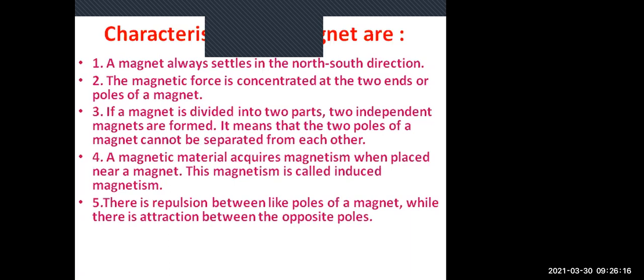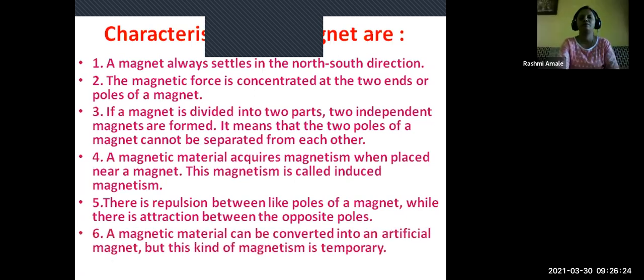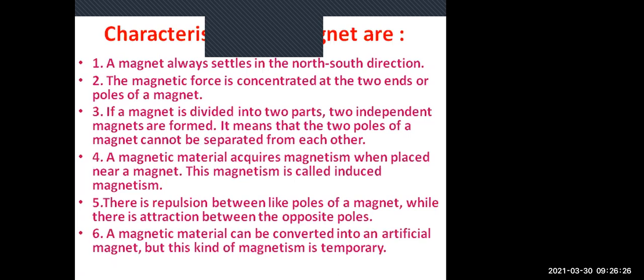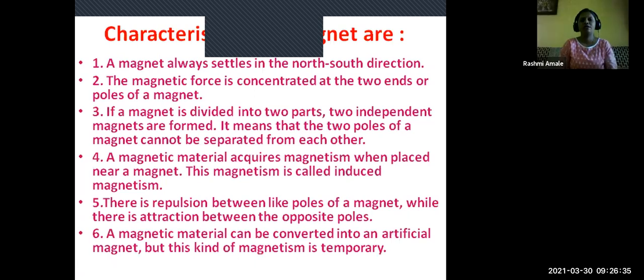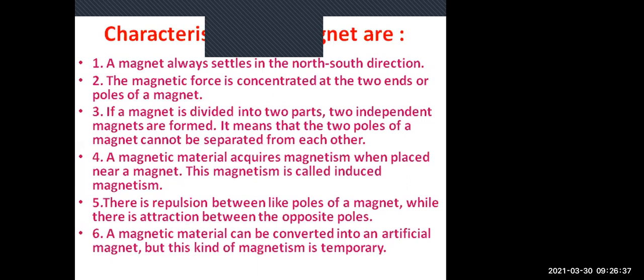There is repulsion between like poles of a magnet, while there is attraction between the opposite poles. The last one. A magnetic material can be converted into an artificial magnet, but this kind of magnetism is temporary. Very good. So these are the six characteristics of a magnet which you are going to remember. All right.